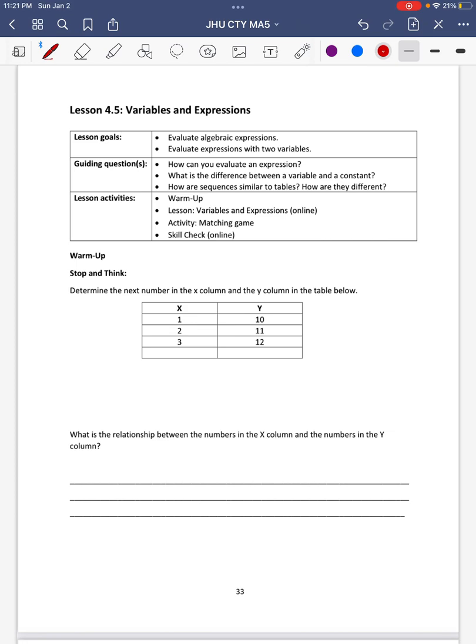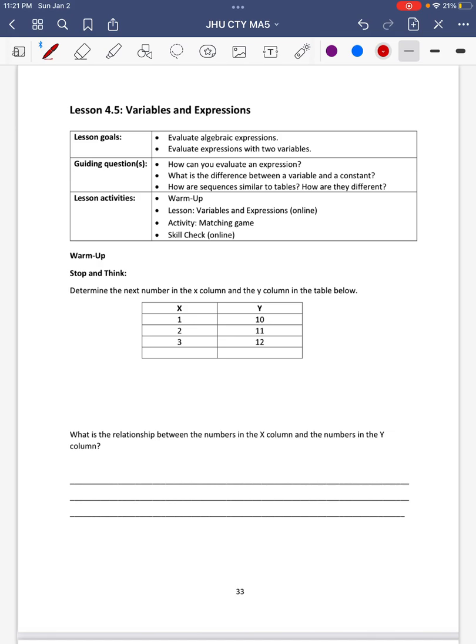And at first, I didn't when I was in school learning about them, but they're so useful, and honestly, I do use them in everyday life whenever I'm trying to calculate unknown numbers. I just think they're so beneficial. So our lesson goals are to evaluate algebraic expressions, which evaluate just means to solve, and evaluate expressions with two variables.